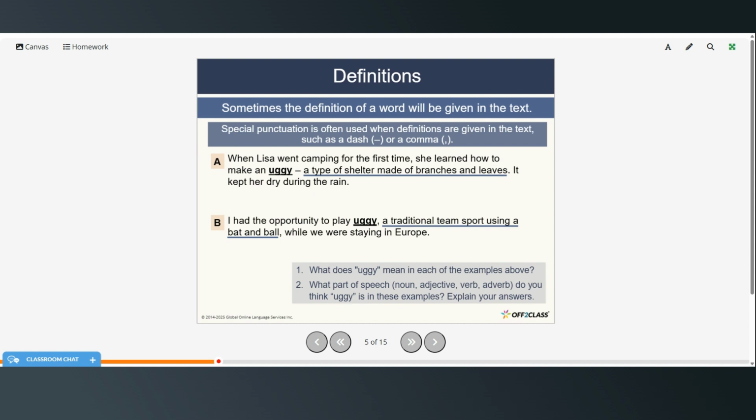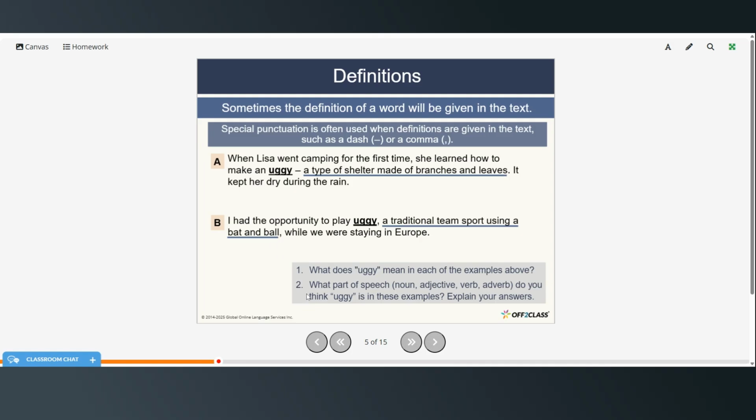And again, remember that uggy is just a made-up word, but they're using it to give examples of how definitions are given after the word. So we have the dash here, and so in this context, they're saying that an uggy is a type of shelter. So this is the definition of the word uggy in this context. I had the opportunity to play uggy, a traditional team sport, using a bat and ball while we were staying in Europe. So here, uggy is the game, the name of the game.